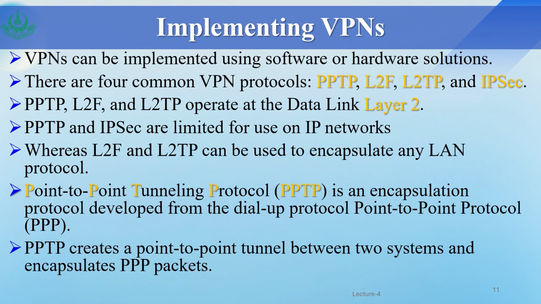To implement a VPN, we have to study some protocols that are used for VPN. VPN can be implemented using software and hardware solutions as well. There are four common VPN protocols: Point-to-Point Tunneling Protocol, Layer 2 Forwarding Protocol, Layer 2 Tunneling Protocol, and Internet Protocol Security. The three protocols PPTP, L2F, and L2TP operate at the data link layer of the OSI model, layer 2.